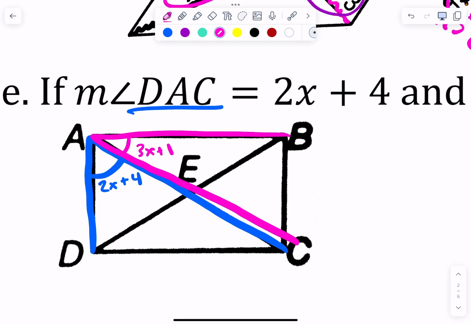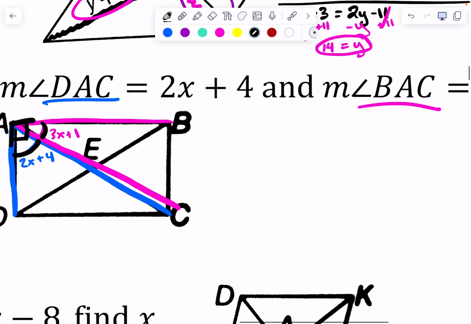Are those two angles the same? Can we set them equal to each other? Nope, not necessarily. So what do we do? Is there something that we know? If they're not equal to each other, then that means they have to add up to be equal to something, right? What do they have to add up to be equal to? This angle plus this angle. Like what's this little corner right here? Yeah, 90. So 2x plus 4 plus 3x plus 1 equals 90.